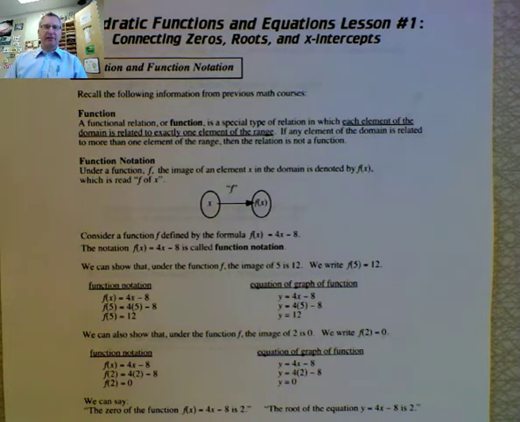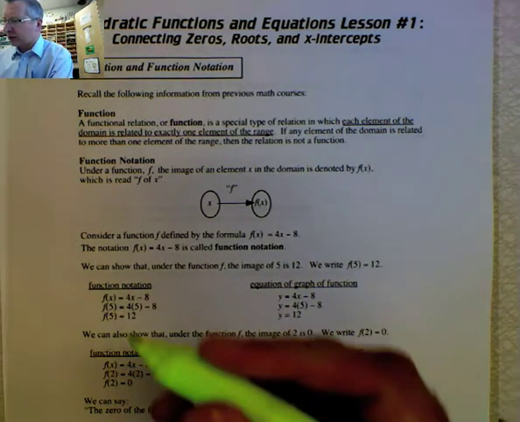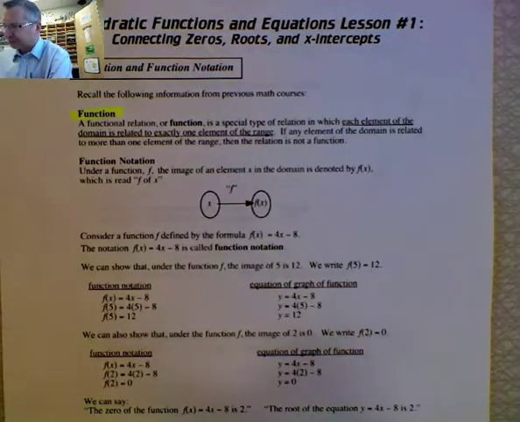This is the first lesson on the entire unit on quadratic functions and equations, and there's a whole bunch of terminology and little things we need to cover in this first lesson so that you understand notations and terminologies that we're going to use throughout the whole unit. So the first thing we need to talk about is the concept of function.